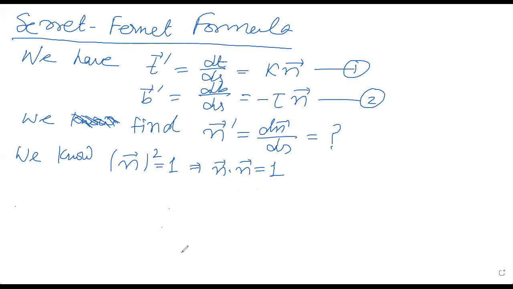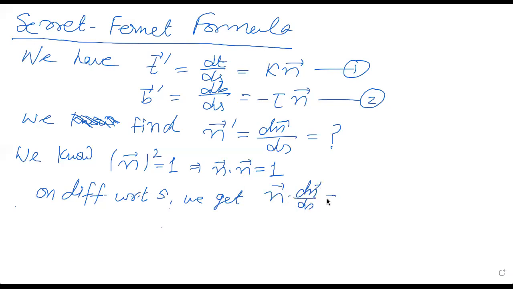So we have N dot N is equal to 1. I will take its derivative. On differentiating with respect to s, we get N dot dN over ds is equal to 0. That means this vector N is perpendicular to dN over ds. We have done this several times.